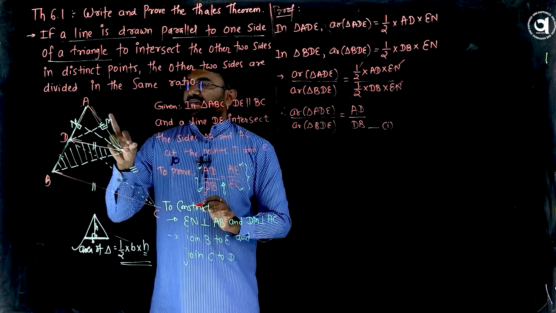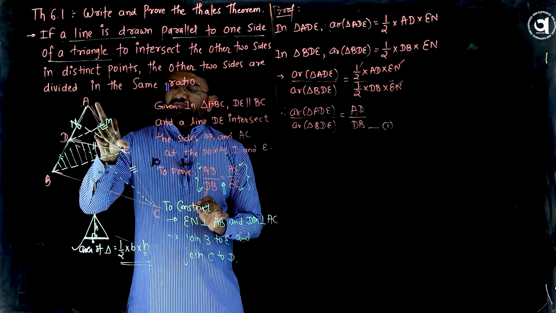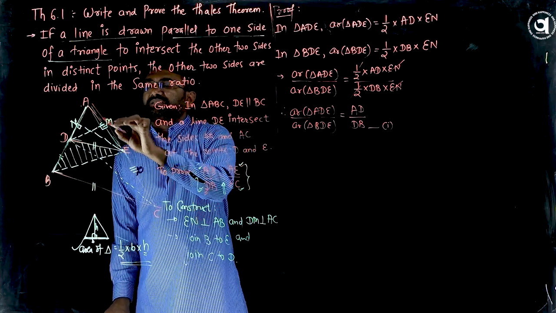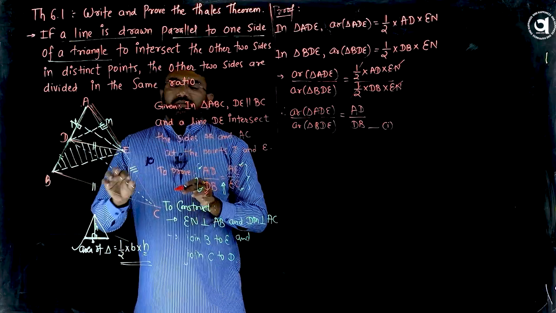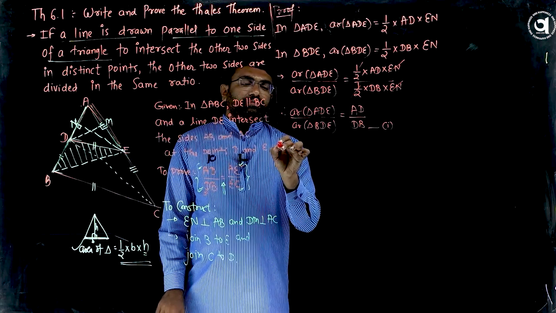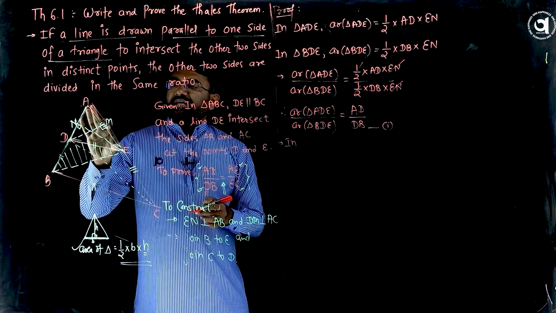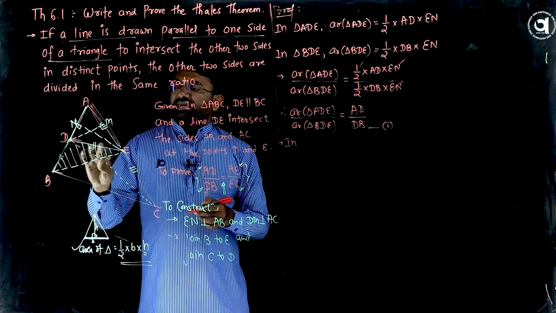Now for the other ratio, we select a triangle in which AE is one of the sides. According to what we need to prove, we have to select the triangle and write its area. So AE is one of the sides of triangle ADE.